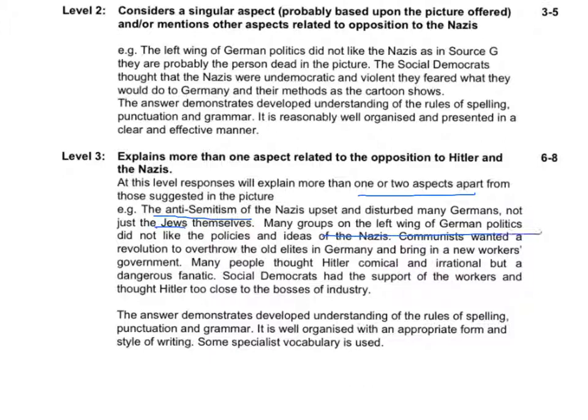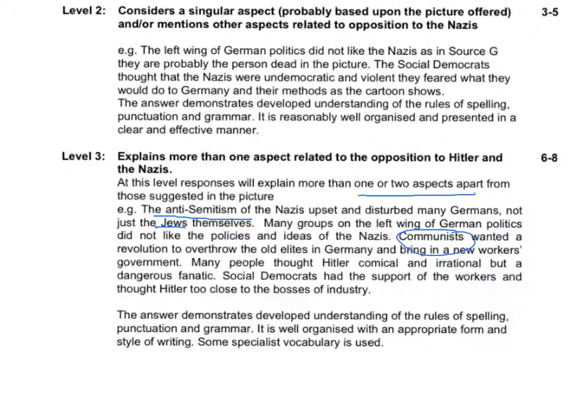Groups on the left wing of politics did not like the policies. Now, this is an overlap because when they're talking about the left wing, they are ultimately talking about the communists, and as we know, the source is from a communist person. But they've allowed where you've talked about communists as opposed because of the difference in their political viewpoint. Provided you don't then refer to the source, you can have that as one of the reasons.